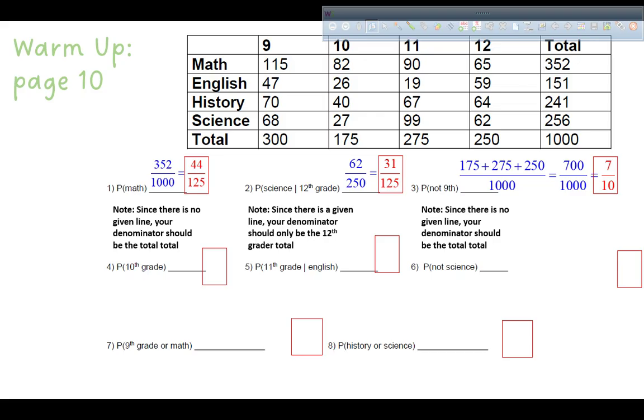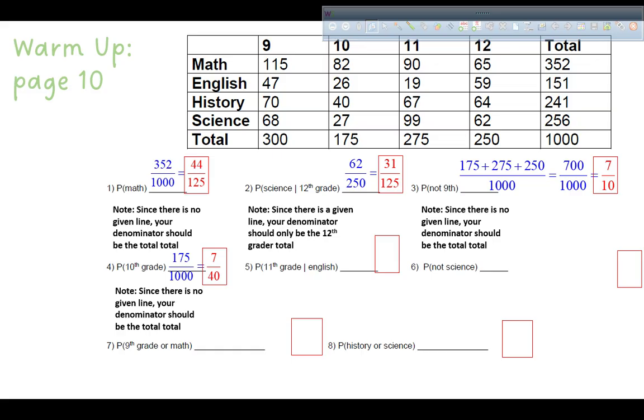Probability of 10th grade. I'm looking at the 10th grade math, the 10th grade English, the 10th grade history, the 10th grade science, the 10th grade total is 175. There's no given line, so that's going to be out of 1,000. And then I just reduced it.